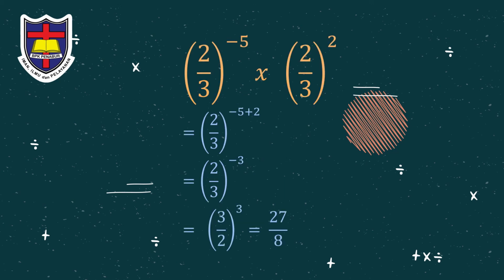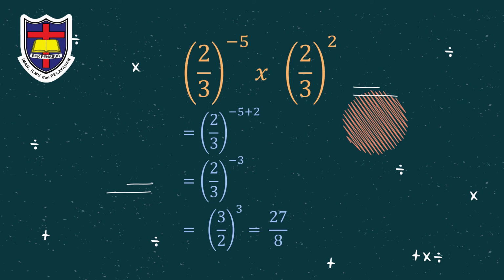Now we will go to our next example. 2 over 3 to the power of negative 5 times 2 over 3 squared. So we can see the base number is the same. The base number is 2 over 3, or 2/3. So when the base number is the same, for the multiplication operation, we can add the exponent. So 2 over 3 to the power of negative 5 plus 2. Negative 5 plus 2 is equal to negative 3. So we have 2 over 3 to the power of negative 3.